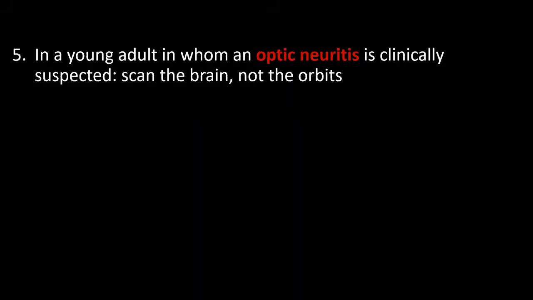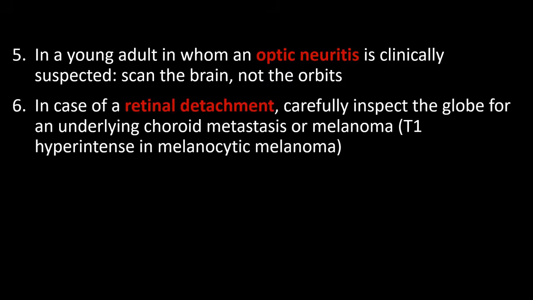If you have a young patient, and it doesn't really matter if it's a man or a woman, but we expect it's more frequently seen in women, with a clinical suspicion of optic neuritis, basically brain imaging will be more important than orbital imaging. Because, okay, the clinical suspicion is optic neuritis, you can do an MRI of the optic nerve and then see, hey, yeah, it's an optic neuritis. But then the next question is, what's causing it? Is it an optic neuritis and nothing more, or is it part of multiple sclerosis or another demyelinating disorder? So definitely consider doing brain MRI in patients with an optic neuritis, especially young patients.